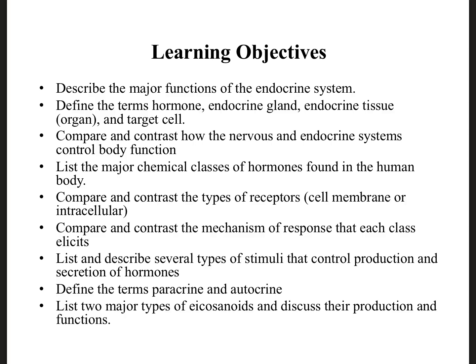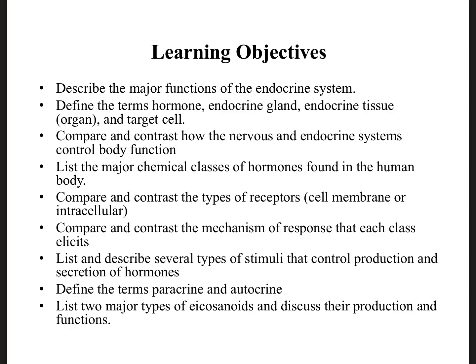Okay, and we've already kind of touched upon these mechanisms in other lectures this semester. All right, and then we'll list and describe several types of stimuli that control production and secretion of hormones. What I mean by that is how does a gland, like say the thyroid, know or is stimulated to release thyroid hormone? How does the pancreas know when to release insulin? Okay, it's in response to some type of stimuli. Where does that stimuli come from?